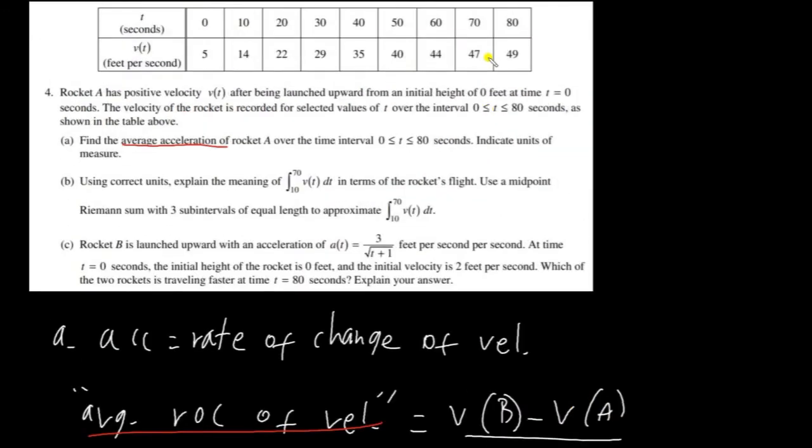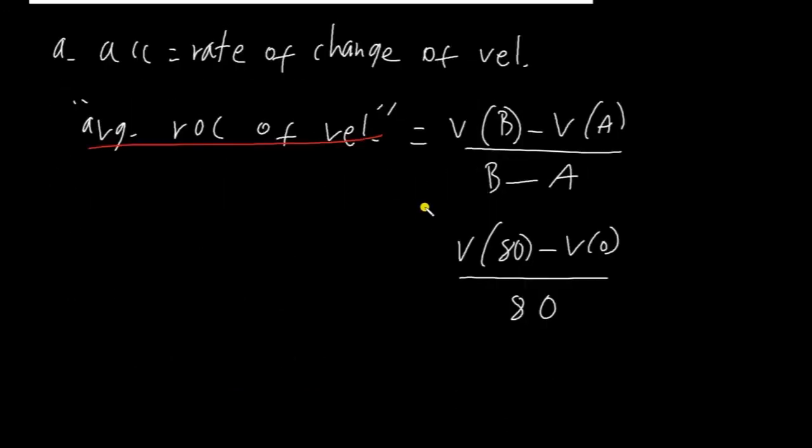So v of 80 and v of 0 we can find in the table. V of 80 being 49, v of 0 being 5. So it's going to be 49 minus 5 over 80.